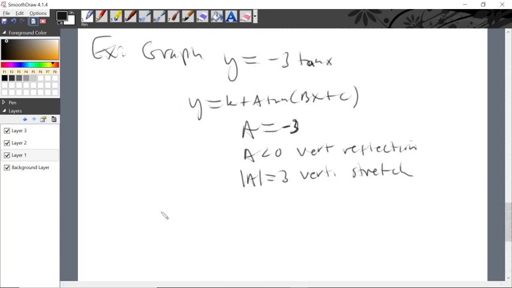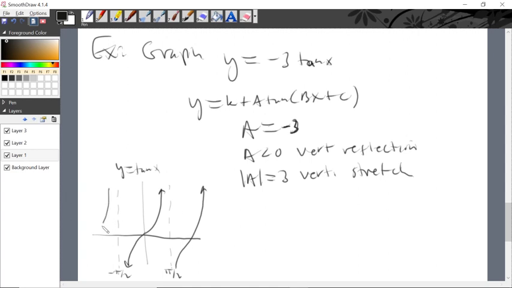So I'm going to take the basic tangent graph, y equals the tangent of x. Examine its sketch between negative pi over 2 and pi over 2. We'll start with that principal branch, and then we can repeat it. Starting in that principal branch, you can imagine what it looks like if we were to reflect it vertically and then stretch it.